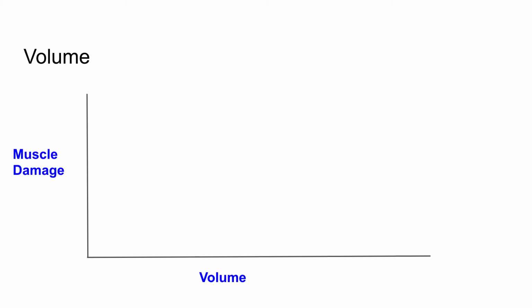And finally, we factor in volume. Exercise-induced muscle damage is dose responsive. Therefore, workouts performed with a greater training volume elicit a greater degree of muscle damage. So as the volume increases, so does the amount of damage. And this part is so important, but we're going to come back to it in a moment, so just hang in there for a few seconds.